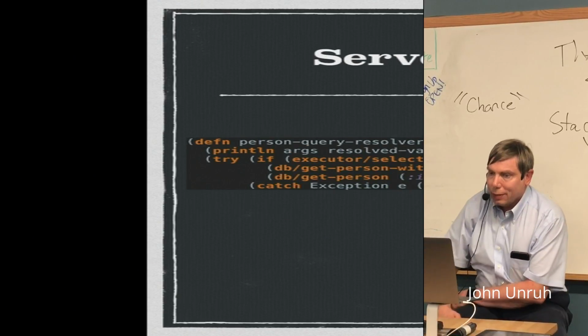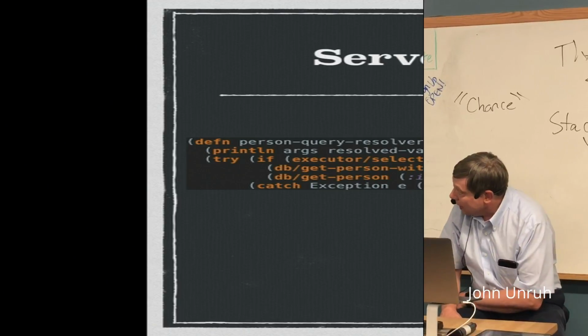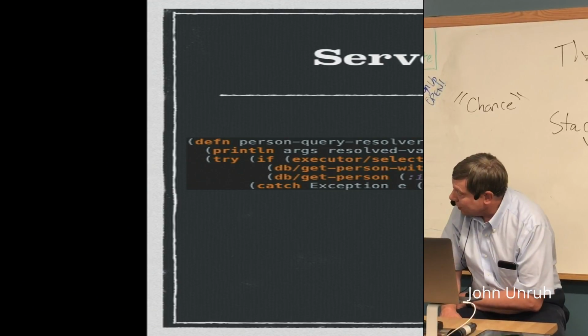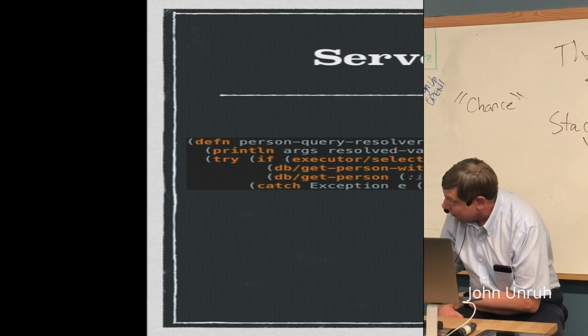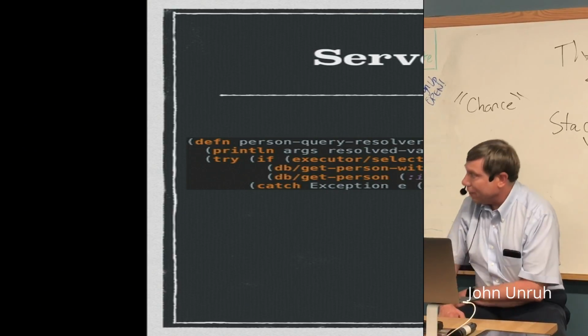This is for one person, but this is person query resolver. And ultimately, it calls something in my DB namespace, which just uses Korma to do a SQL call. And it returns a Clojure data structure, a Clojure map, with the data it was requested for. But you have to figure that out.